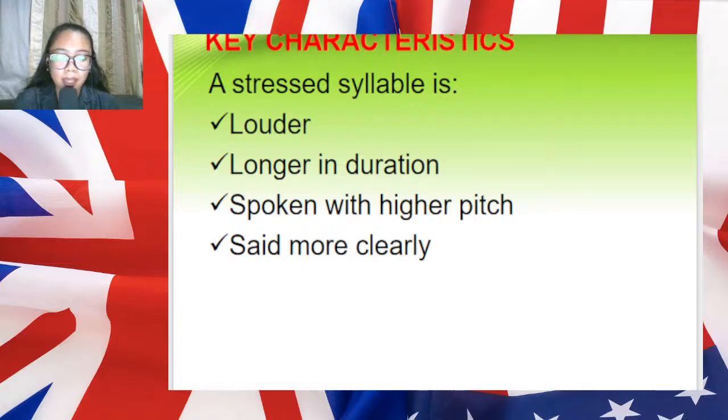To sum it up, a stressed syllable is louder, longer, higher in pitch, and more clearly pronounced. All of these work together to create the rhythm of English words. And here's something cool. Once you start hearing these characteristics in everyday words, you'll get better at using them in your own speech. It becomes natural, just like tapping your foot to a beat. We'll practice identifying these in words in the later parts of our discussion.